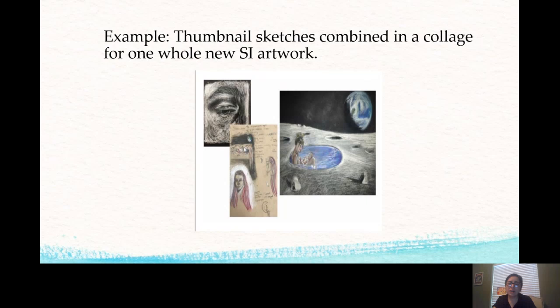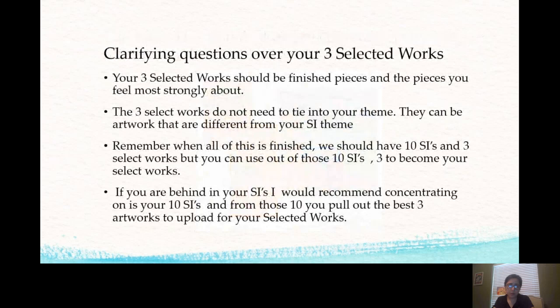All right, examples of how thumbnail sketches combine into a collage for one whole new SI artwork. Here, this is an example of one whole artwork piece that can pass as an SI. These are thumbnail sketches that were put together to make one whole SI. Because remember, they want to see your thought process. So go back to your Google Classroom, look for all your thumbnail sketches, and combine them in a collage. Guess what? You already have one SI right there. Or 2.